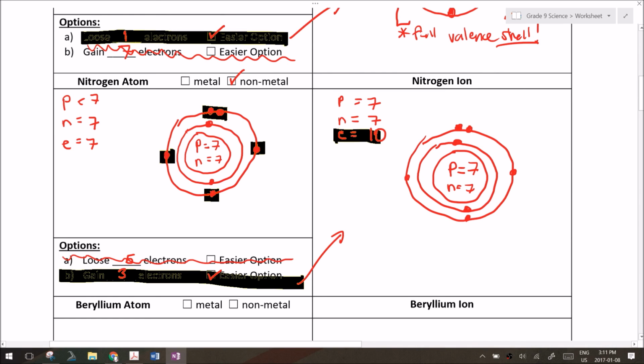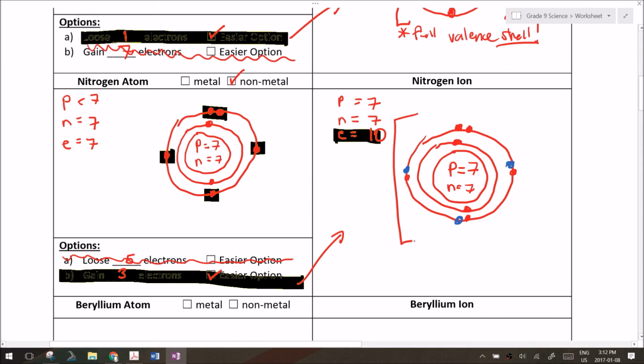Next shell, if I was drawing a normal nitrogen atom, the next shell would only have 5. Normally I would be finished here if I was drawing a nitrogen atom. But because I'm drawing the ion, I have to gain 3 electrons. So 1, 2, and 3. Notice my full valence shell. I have 8 valence electrons.